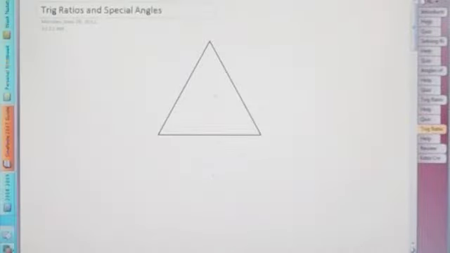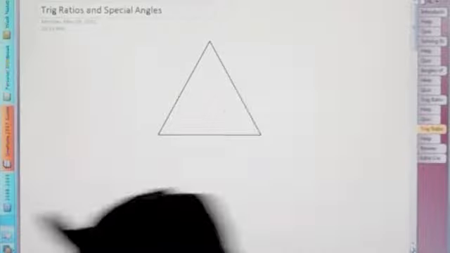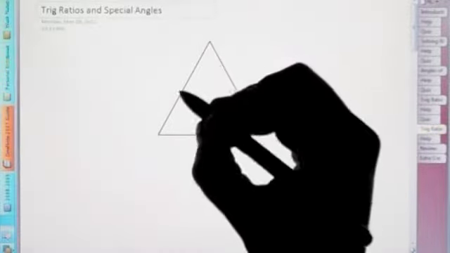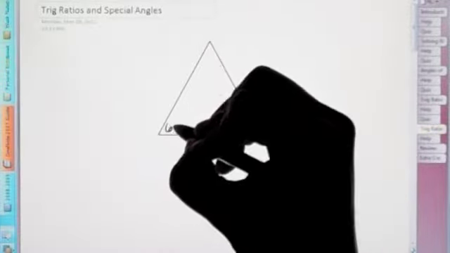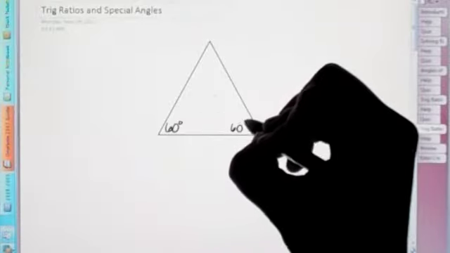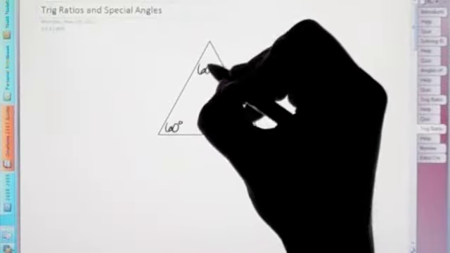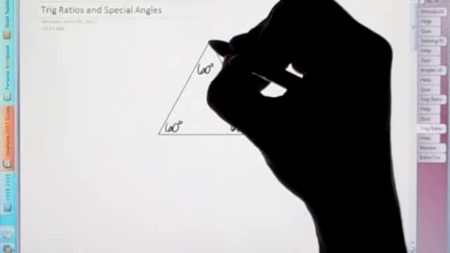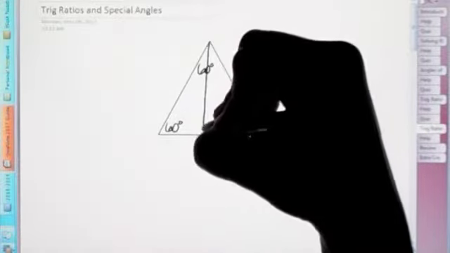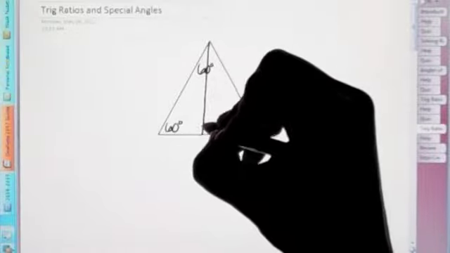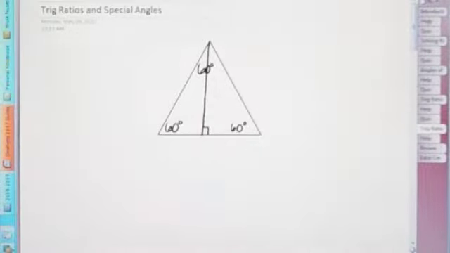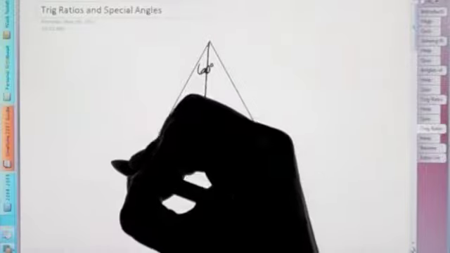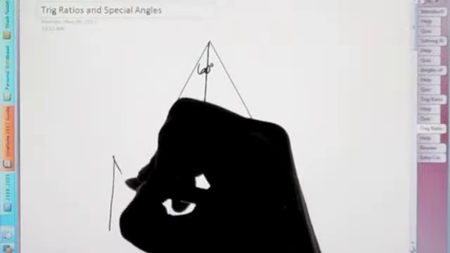In Algebra 2, today we're going to talk about trig ratios and special angles. Here I have an equilateral triangle, okay? Therefore, each of these angles is going to be 60 degrees. Now we're going to create a special triangle here. If I were to draw a line going straight down, it cuts us into two equal triangles. So I'm going to create a new triangle here with just the right half.